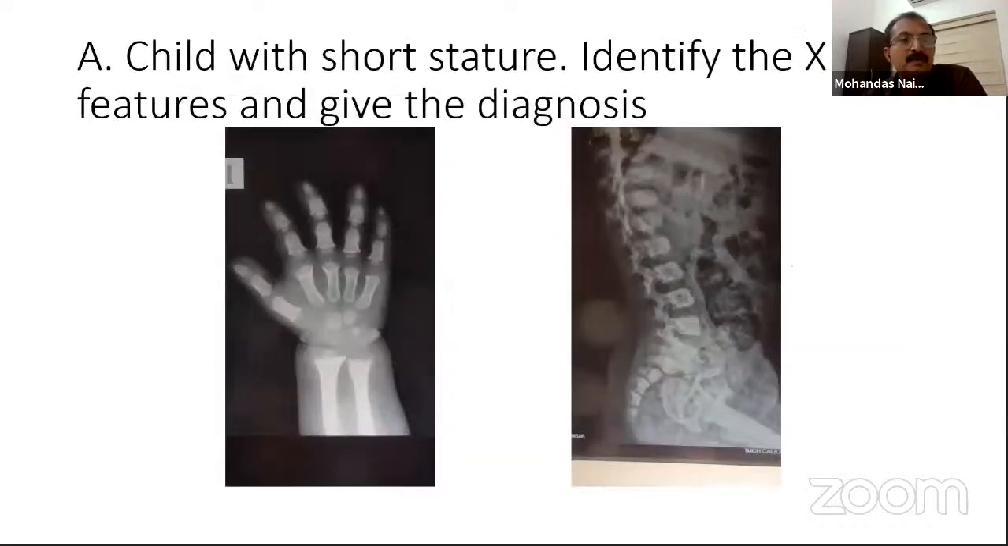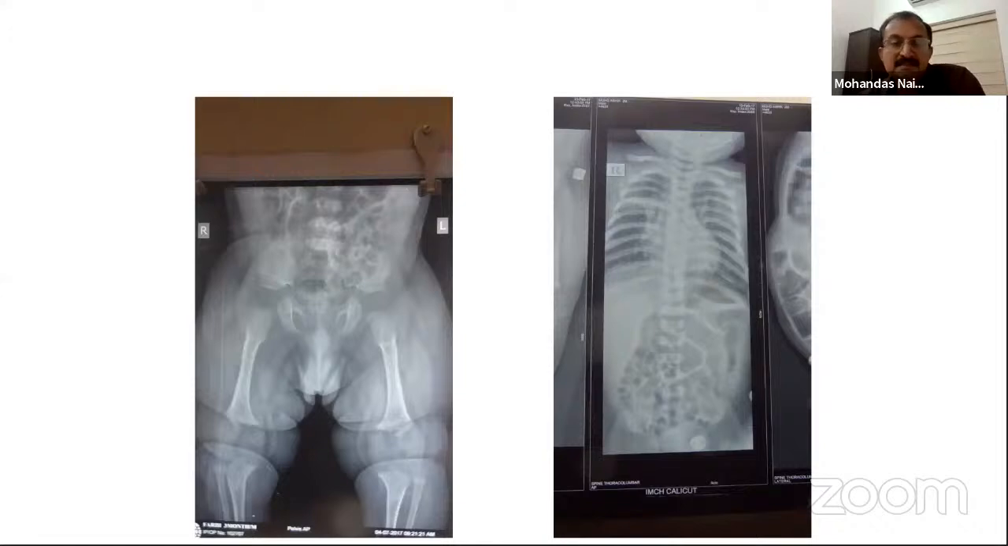So this is a child with a short stature. Identify the X-ray features and give the diagnosis. So obviously this X-ray is not normal. There are few more X-rays. So you can go through what abnormality you are seeing.